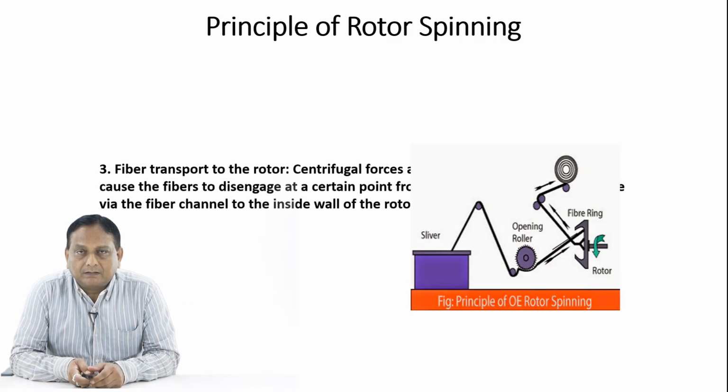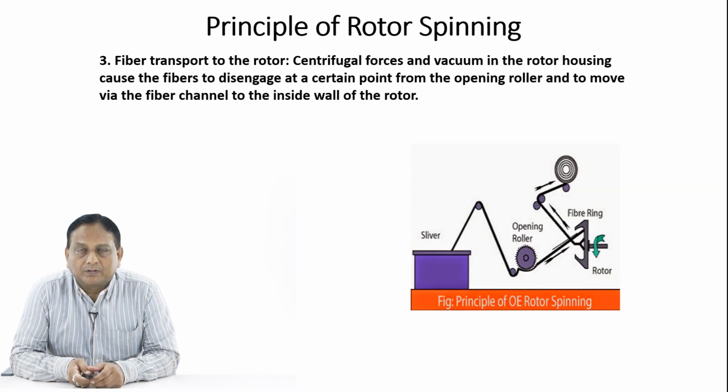Now what is the third principle of rotor spinning? Here is fiber transport to the rotor. Centrifugal forces and vacuum in the rotor housing cause the fibers to disengage at a certain point from the opening roller and to move via the fiber channel to the inside wall of the rotor. So the fiber path is shown in the figure. This is the third principle of rotor spinning.